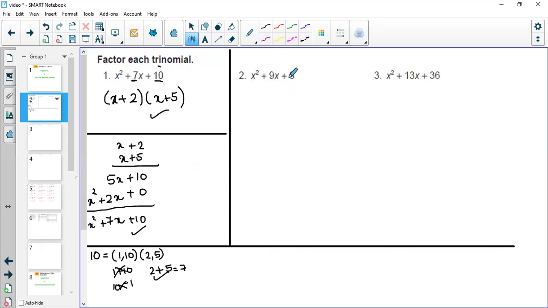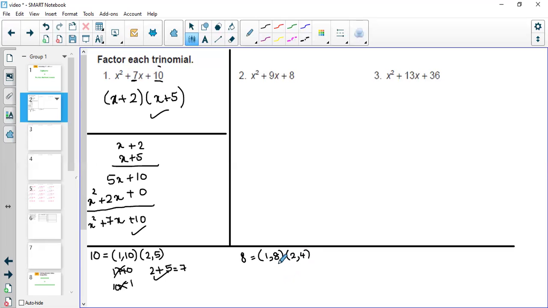Now, always find the factors for the C term. So we have the C term as 8, and we are going to find the factors of 8. So what are the factors of 8? We have 1 multiplied by 8 gives us 8, and then 2 multiplied by 4 gives us 8.